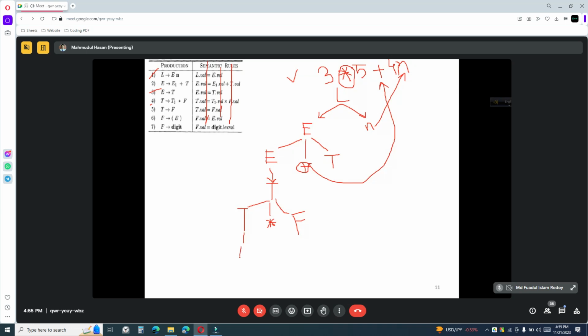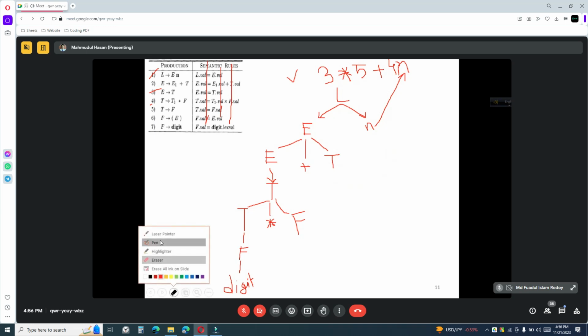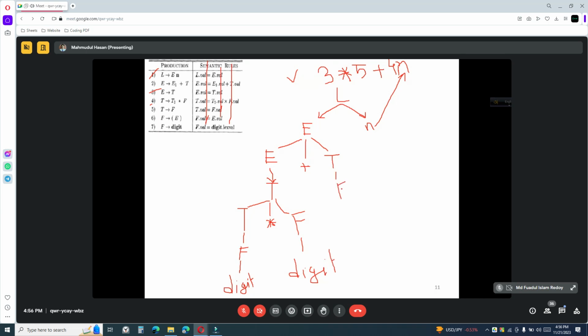And F to digit. Then again this F to digit, then this T to F and F to digit. So this is the parse tree, and we are able to draw this parse tree with the help of the knowledge of the previous chapter.